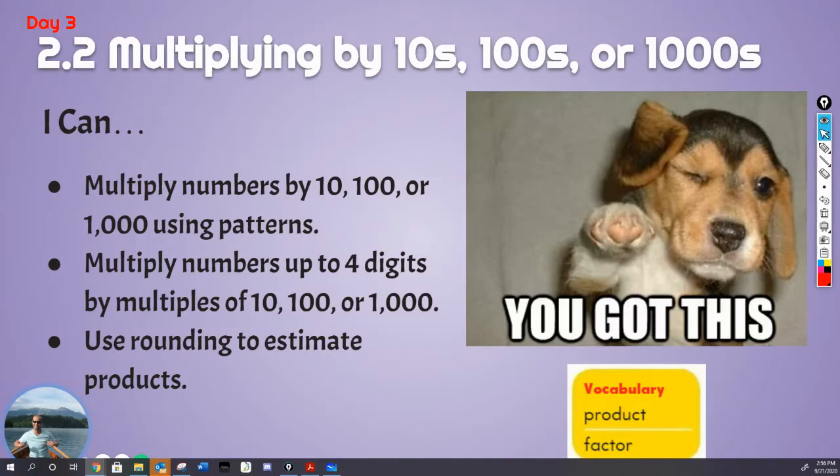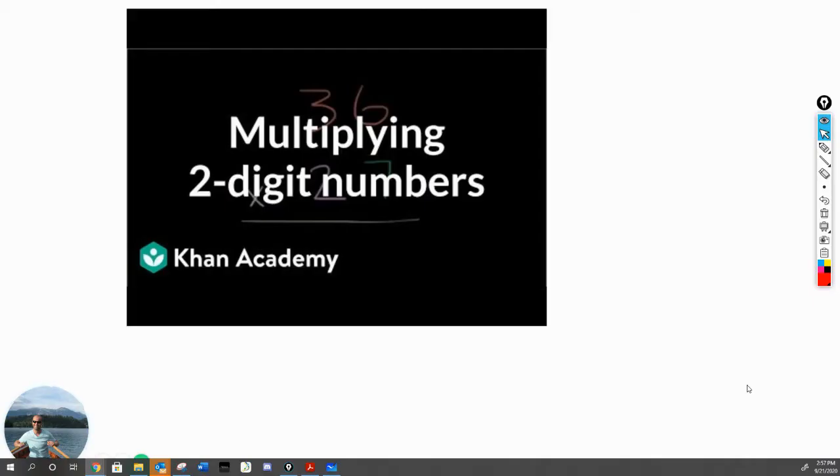It is yet another day of lesson 2.2, multiplying by tens, hundreds, or thousands. Today, when we are done, we should especially be able to say, I can multiply numbers by 10, 100, or 1,000 using patterns, multiply numbers up to 4 digits by multiples of 10, 100, or 1,000, and use rounding to estimate products, which is the one thing we have not yet worked on in this lesson. So the puppy says you got this, you got this.